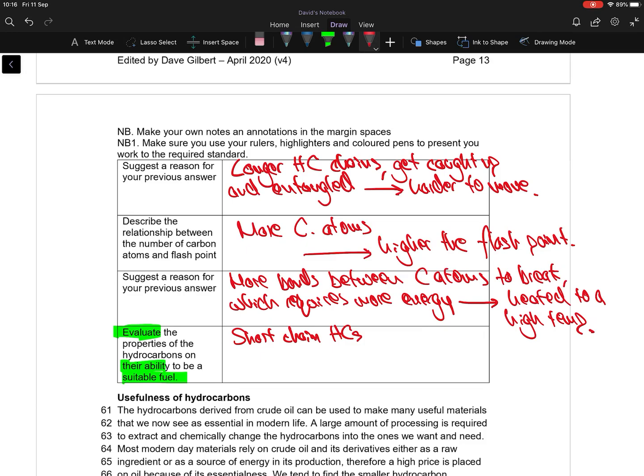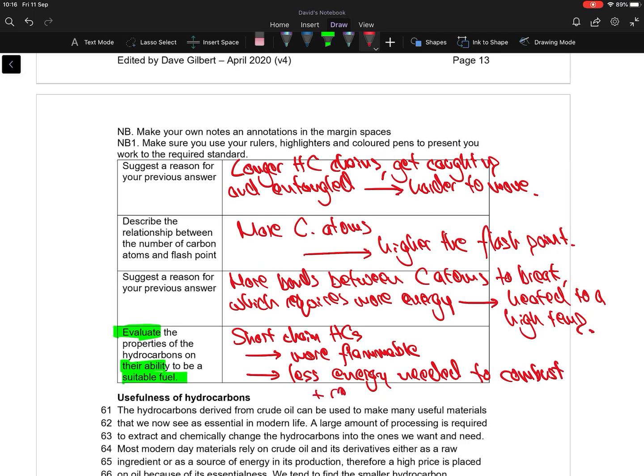hydrocarbons. The reason for this being is that, as we've said, they're more flammable, which means they require less energy to combust and to be ignited. So they need less energy applied to them to combust and release energy themselves.